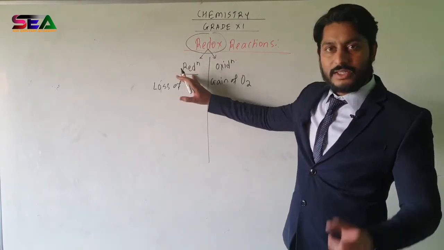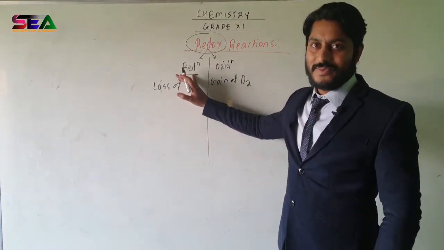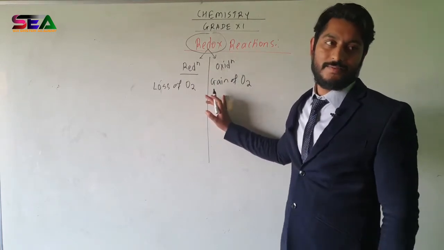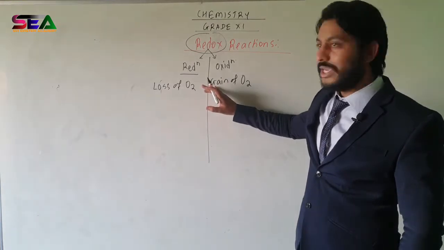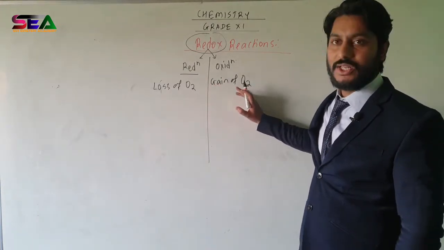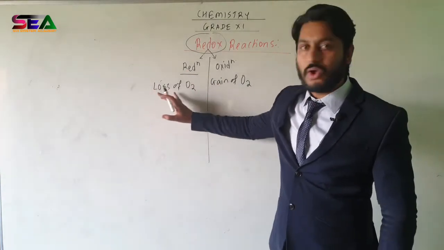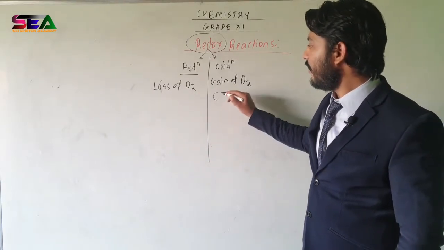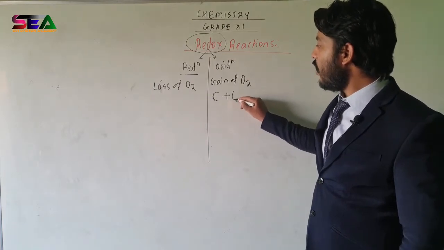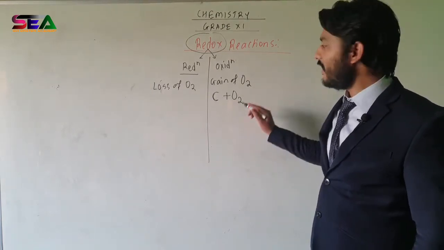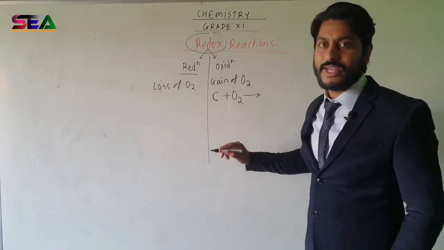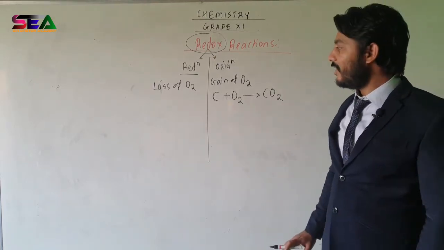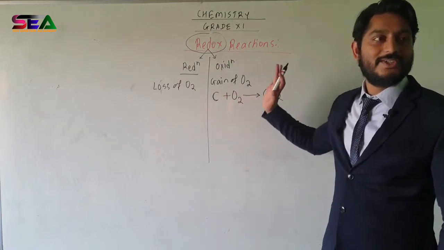Oxidation and reduction, these two things are opposite to each other. So whatever happens in oxidation, the reverse is true for reduction. In oxidation, we understand gain of oxygen. In reduction, we understand loss of oxygen. The basic example: if I take carbon and allow it to be burnt in air, it is a combustion reaction, and obviously it will give CO2. You can see carbon has undergone oxidation.